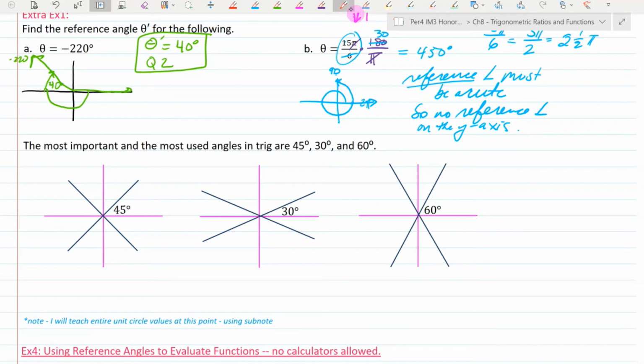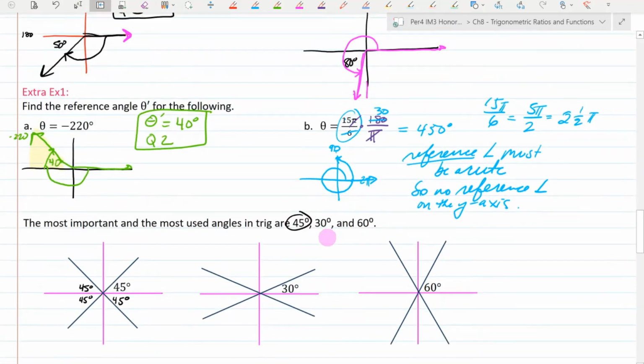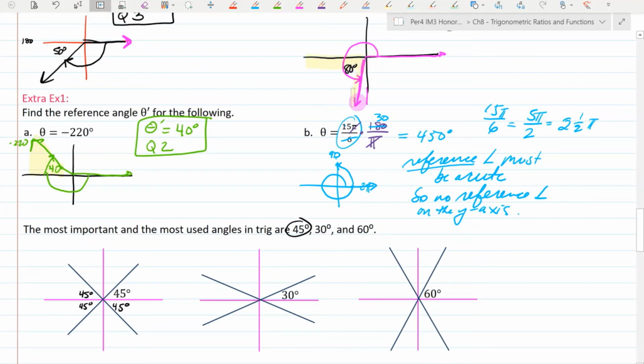All right, let's fill these in. So these are all the 45-degree reference angles. And again, the reference angle is always attached to the x-axis. So like here, this is your reference angle. This one is your reference angle here, and this one is your reference angle there.